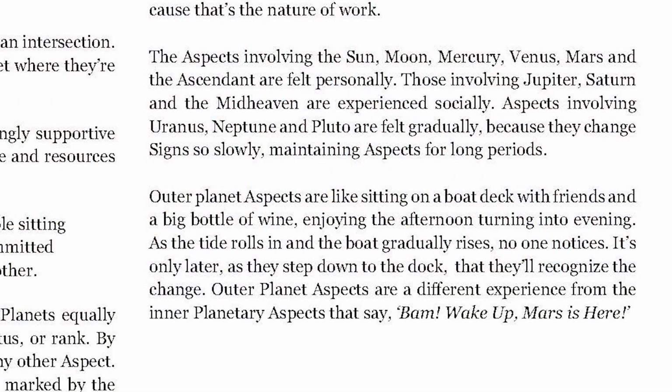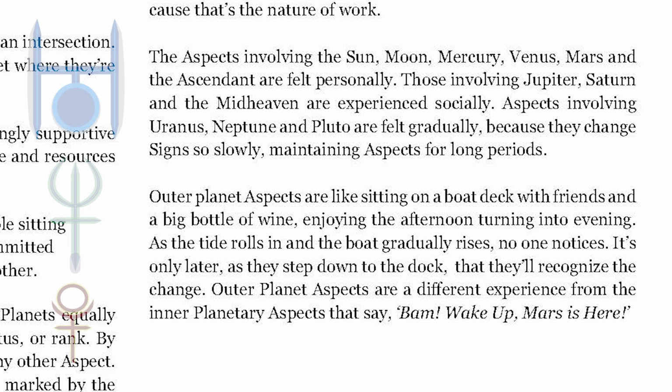Aspects to the Sun, Moon, Mercury, Venus, and Mars are felt most personally. Jupiter and Saturn aspects affect you socially. Uranus, Neptune, and Pluto aspects are societal. And because they change signs slowly, they develop gradually. But when they pass over your personal planets, they are connecting you to a global evolution.